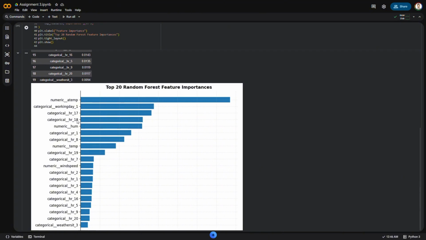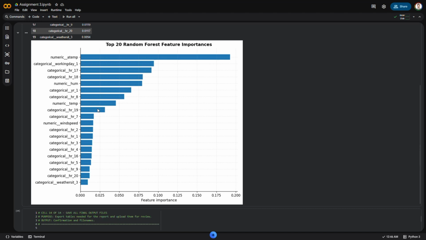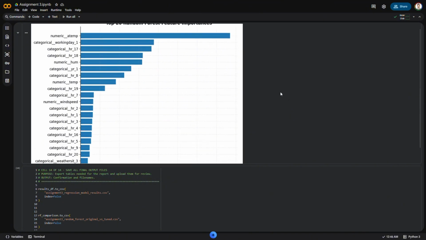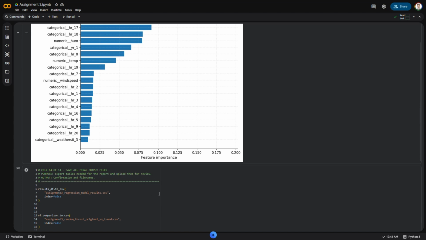In conclusion, this assignment helped me understand the complete machine learning workflow from data exploration and pre-processing to model development and evaluation. The most important lesson I learned is that understanding the data before building the model is really essential. Since the dataset contains several nonlinear relationships, the nonlinear models consistently outperformed the linear models, with random forest achieving the best overall performance among the ML models.